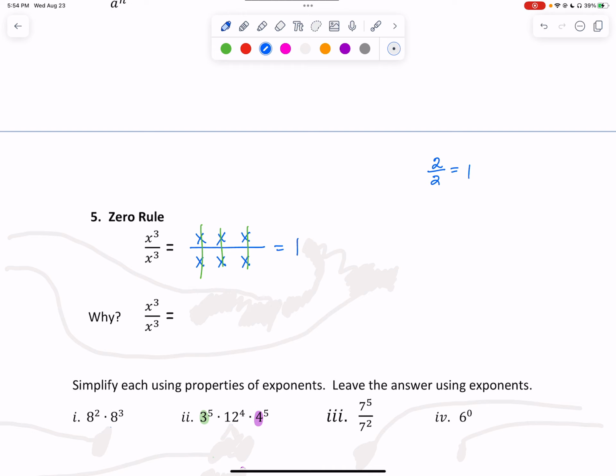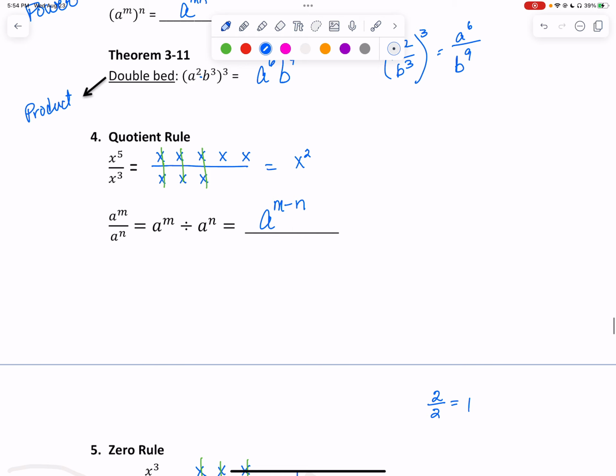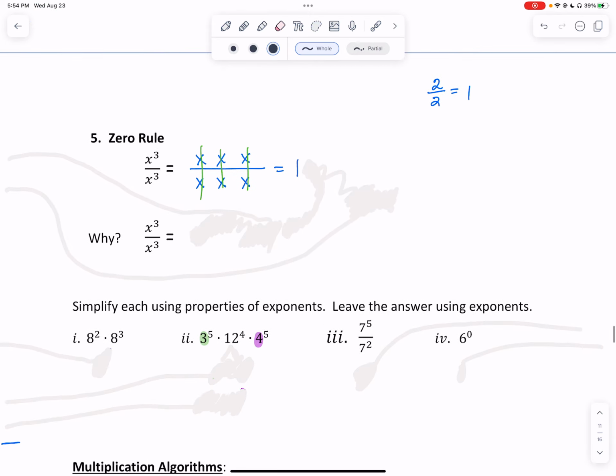Now, let's use this rule that we just talked about, the quotient rule. Okay, so instead of having a 5 here, I'm going to have a 3 there. So I'm going to subtract: 3 minus 3. I'm subtracting these, right? So I get x to the 0. So I started off with the same thing. I got 1 was x to the 0 and 1 was 1. Well, those are equal to each other.